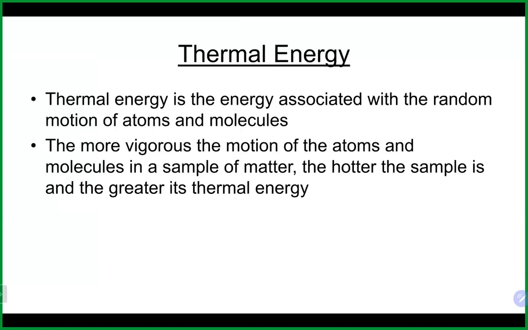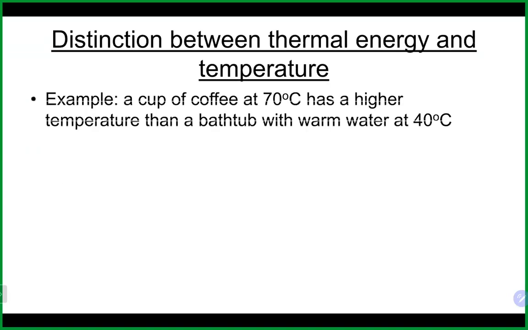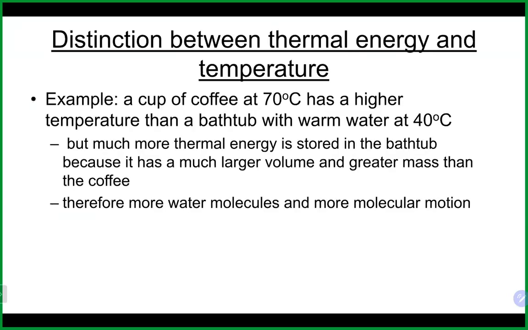Now, thermal energy, as we touched upon, is the energy associated with the random motion of molecules. And the more molecules that you have, the more thermal energy you're going to have in that particular case. Now, as I mentioned, we have a difference between temperature and thermal energy. Again, if we have a cup of coffee that's 70 degrees versus a bathtub of water that's 40 degrees Celsius, because the bathtub does contain a lot more molecules, there's going to be a lot more thermal energy, although its temperature may be lower than the cup of coffee.